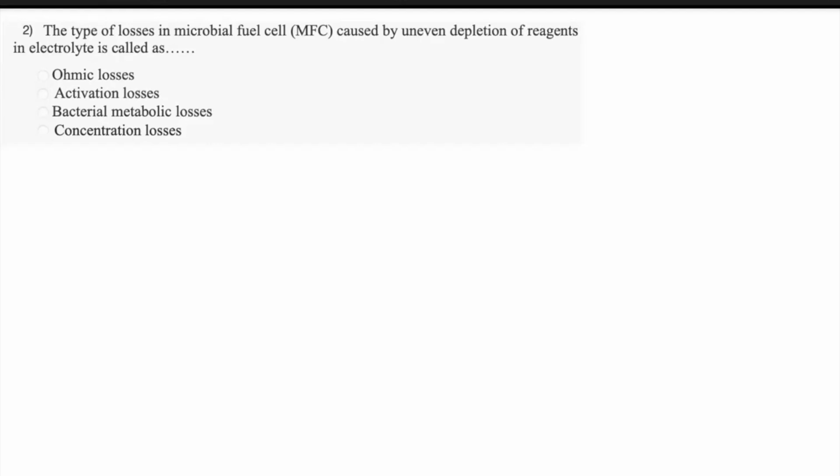So here we are asking about a particular loss which is associated with the depletion of, or uneven depletion of, reagents in the electrolyte. Is it ohmic loss, activation loss, bacterial metabolic loss, or concentration loss? Even if you do not remember the exact name of the loss, you can guess from the question itself what we are talking about. Your 1 minute starts now.